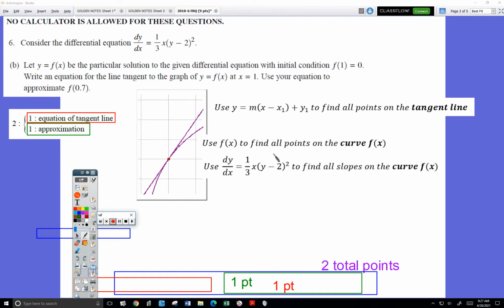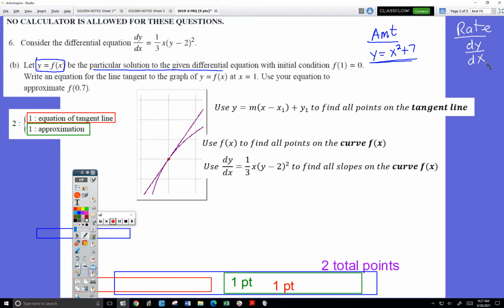6b. Let y equal f of x be the particular solution to the differential equation. So as we said a moment ago in part A, that's the idea that we have an amount equation. That amount is some formula y that is computed using some type of x formula. I'm just making that up. But we also have a rate equation. The rate equation, as we discussed in part A, can be used to calculate the slope or rate of change of the amount equation.